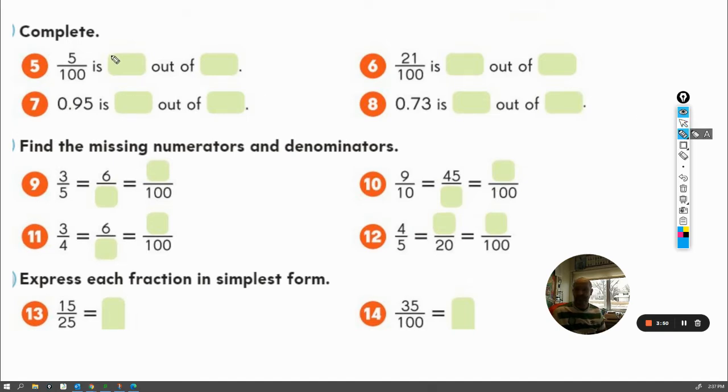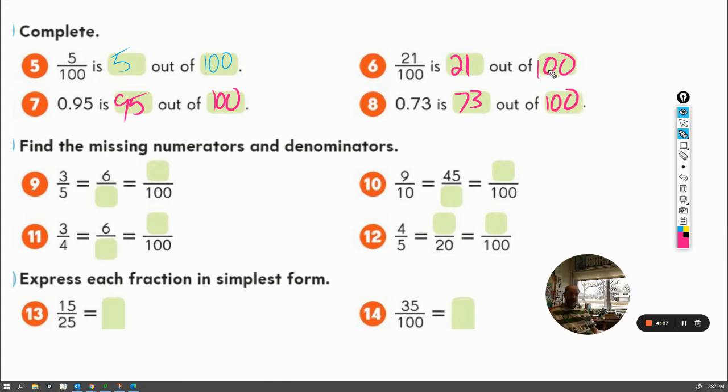Okay. 5 100ths is 5 out of 100. I want a little bit bigger font and a different color. 21 hundredths is 21 out of 100. 95 hundredths is 95 out of 100. And 73 hundredths is 73 out of 100.